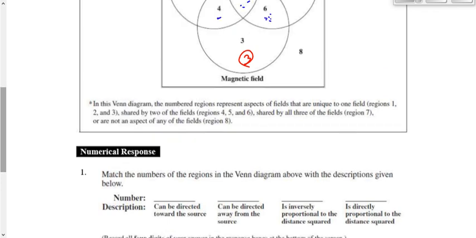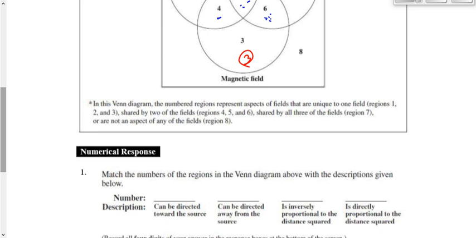Don't look at the Venn diagram right away. Look at what we have. We have three fields: gravity field, electric field, and magnetic field. Which one or ones, independent of the diagram, okay, don't look at the diagram right away, just answer this question: which field or fields can be directed toward the source or toward the producer?